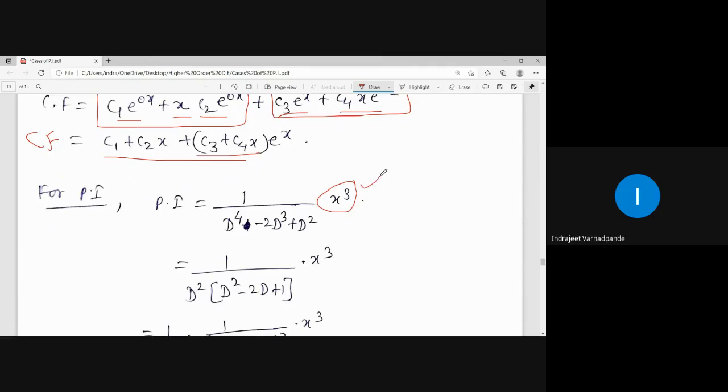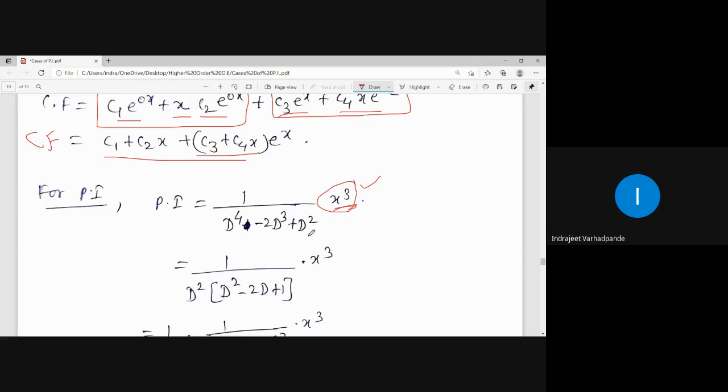Now tell me, what is the degree of this polynomial? The degree of the RHS is 3. So how many derivatives will exist? 3. So I will have to expand it in such a manner that the expansion is written up to the power D^3, and all other higher order derivatives will turn out to be 0. Is it clear?